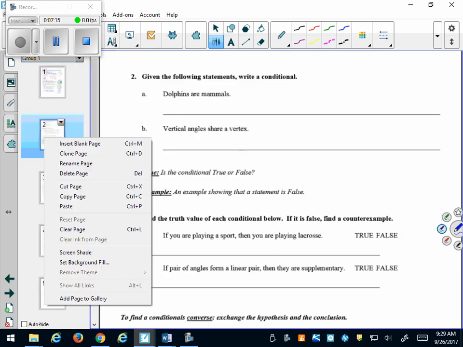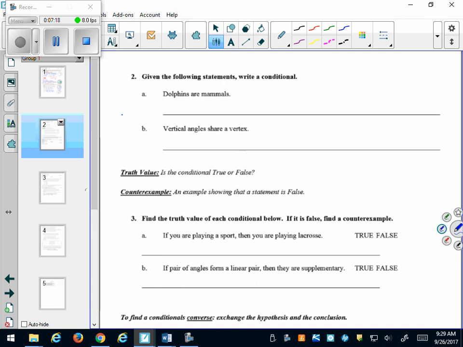So given the following statements, write a conditional. Dolphins are mammals. So this is a general statement. We want to write it as an if-then. This is kind of implying that all dolphins are mammals. So the bigger category is mammals, and the smaller category is dolphins. So we're going to say if it is a dolphin, then it is a mammal.